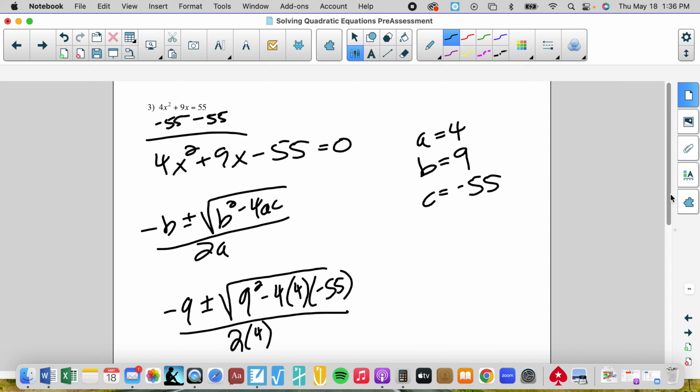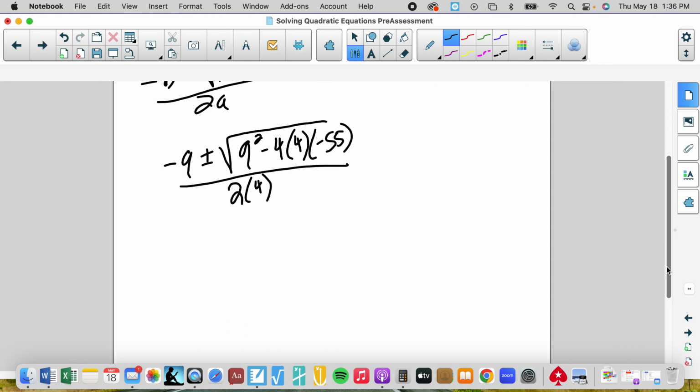That doesn't look very fun, especially without a calculator. -9 plus or minus the square root of 81 is going to be plus. I don't even have to do any multiplication to know it's going to be plus. I have a -4 times a +4 times a -55, which is going to give me a positive value. I don't know what it is yet, but I know for certain it's going to be a positive value.